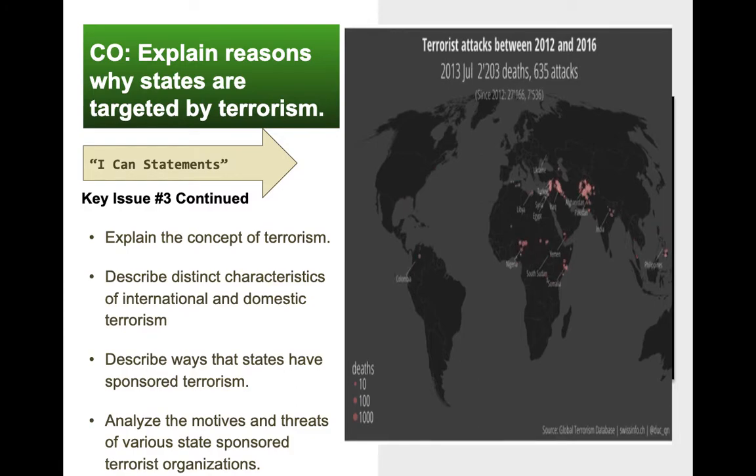Chapter 8, Key Issue 3 and 4. This part of Key Issue 3 will continue from yesterday's Key Issue 2. The content objective: explain reasons why states are targeted by terrorism.